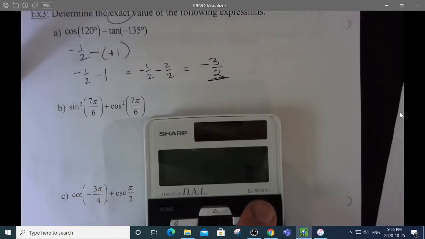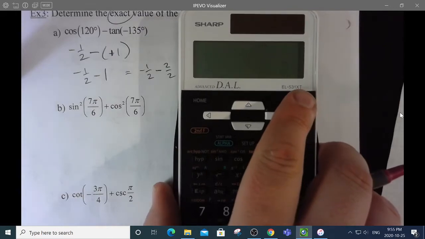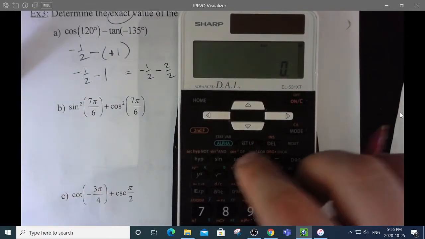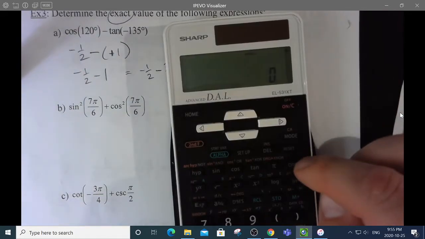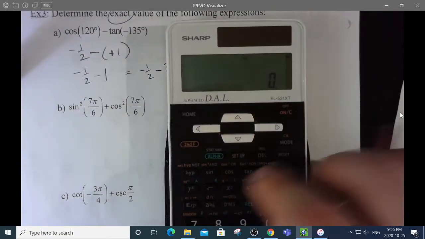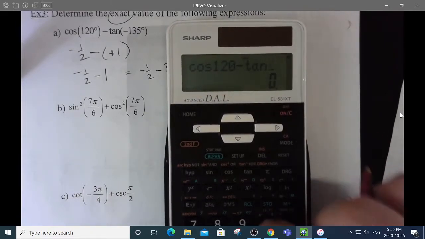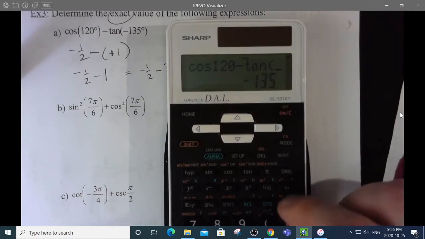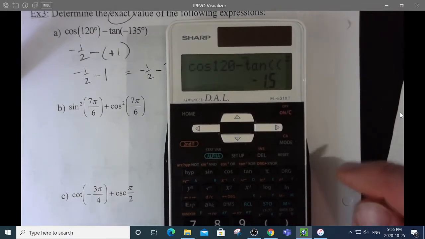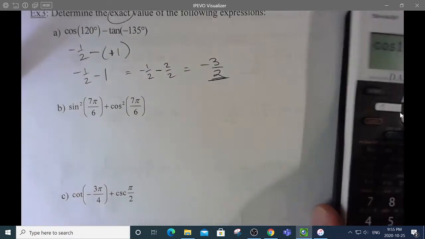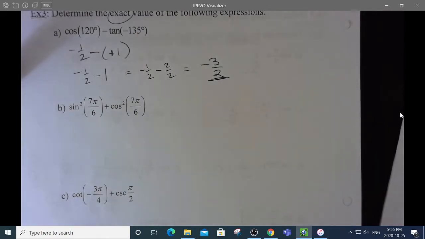But if I was doing my homework and I wasn't sure if I was doing it right, my calculator should do this. Okay, first of all, make sure we're in degrees. Are we in degrees? No, we're in radians. So let's see. That's the cosine of 120 minus the tangent of, open a bracket, negative 135, close brackets, equals, and there we go, negative 1.5, which is negative 3/2.